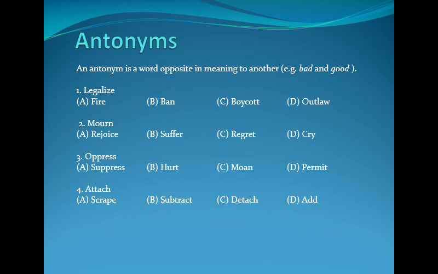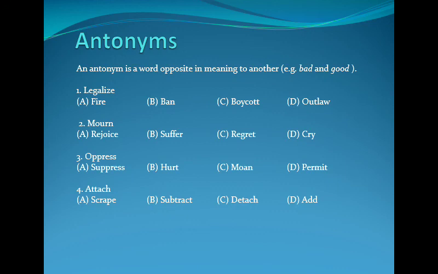In question number 2, you see mourn. When someone dies, you mourn. That means you cry. It's a sad moment when somebody dies. So obviously the opposite, mourn means to cry, but here we are looking at antonyms. So opposite of mourn is rejoice. Rejoice means to enjoy. So the answer for the second one would be A.